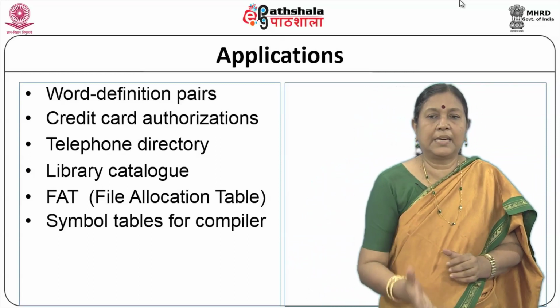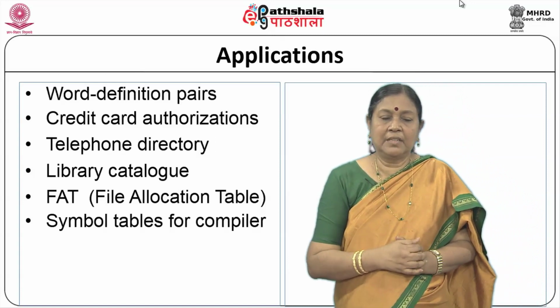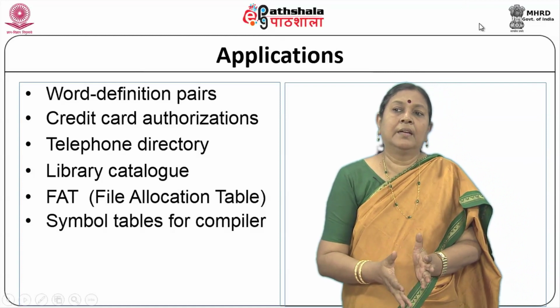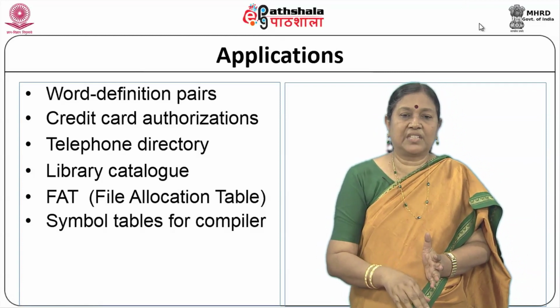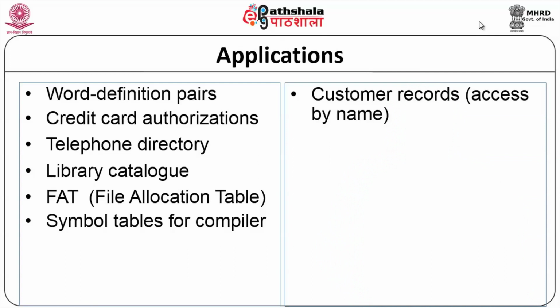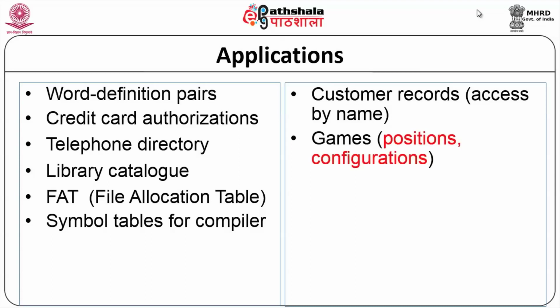Symbol tables for compilers are again important. The file allocation table and symbol tables are specific examples of the use of dictionaries in the computing world itself. Customer records can be accessed by name, so that is another example where we need it. Games are a very interesting and different application, where positions and configurations are stored together and you must be able to search for them. Spell checkers are another example.